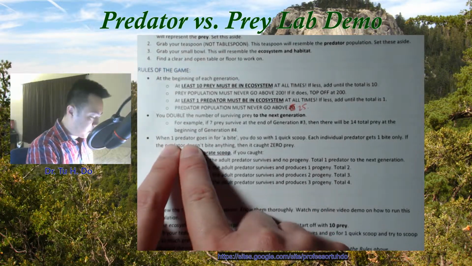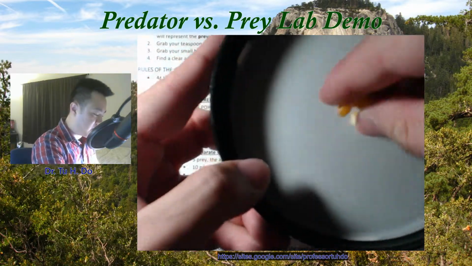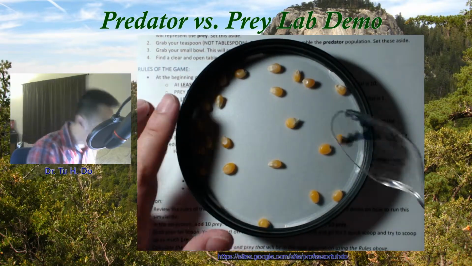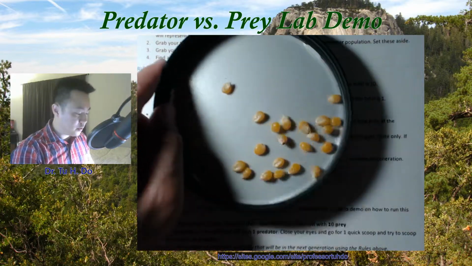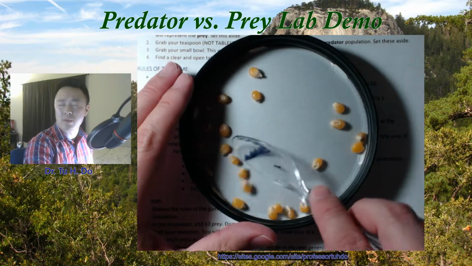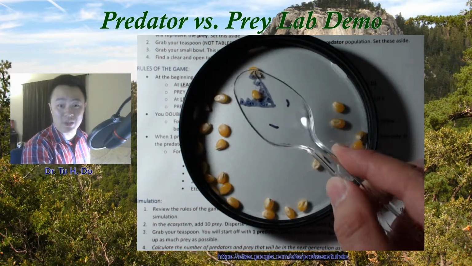Now, if 1 predator goes in for a bite, you do so with 1 quick scoop. So for example, if I have some prey in here, you want to make sure it's nice and even. You don't go in and start looking for the prey and start scooping it like this, okay? So when you go in, make sure it's nice and even, close your eyes and go in for 1 boom, just like that. And unfortunately for this scoop, I have 0.